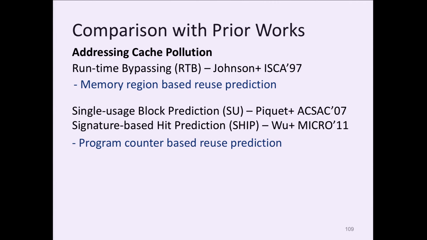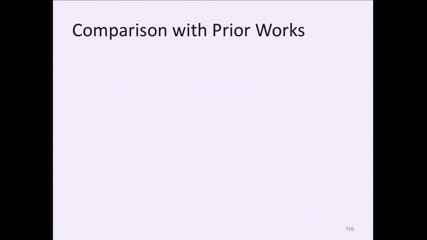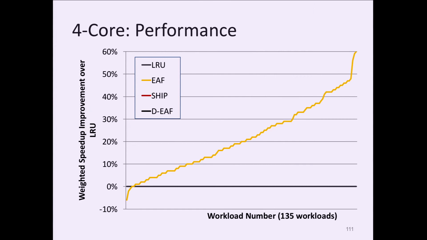It's called runtime bypassing. You try to bypass the cache at runtime. And program counter-based reuse prediction. And there are a bunch of other stuff. So I'm going to skip these relatively quickly. If you look at this paper, this is actually a good way of presenting your results. If you want to do research in this area, it's always good to have curves like this.